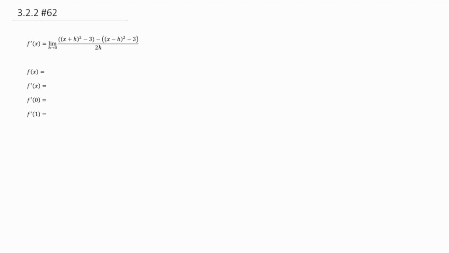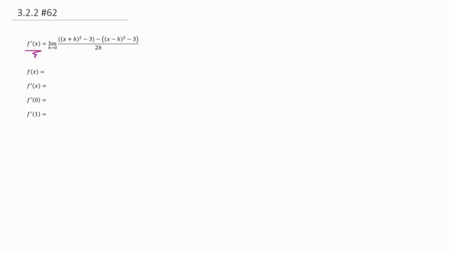Super, super, super important that you understand how this works. So we are using the definition of a derivative, so the limit definition of a derivative. Okay, we know we're finding a derivative because I see that f prime notation here. And what I want to do is figure out what my function is, what the derivative of that function is, and then I'm going to find the derivative at x equals 0 and x equals 1.